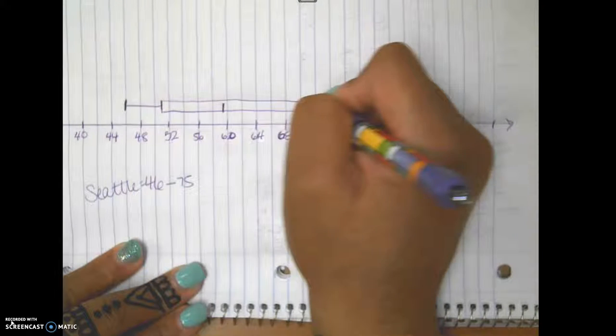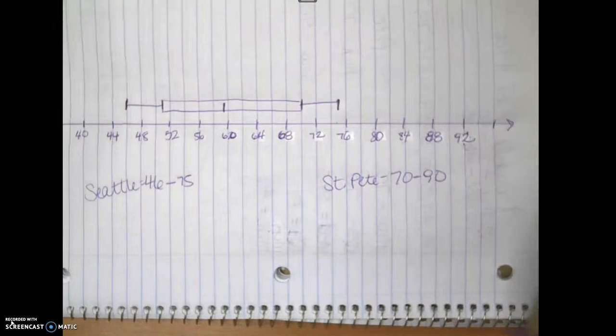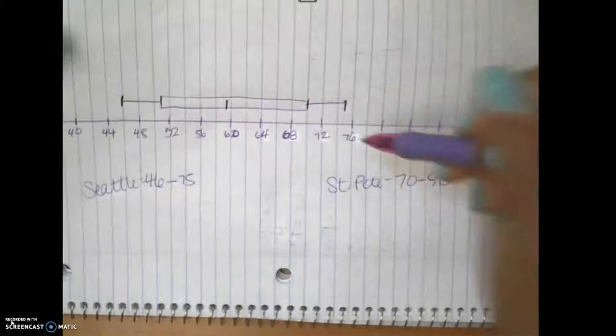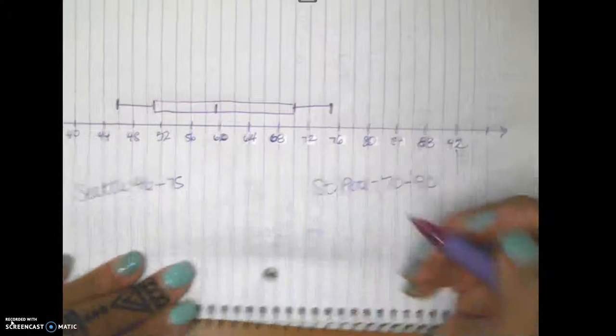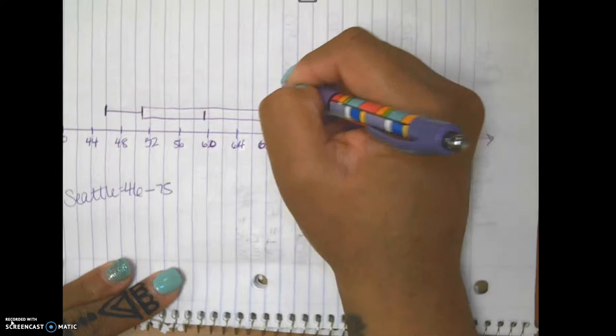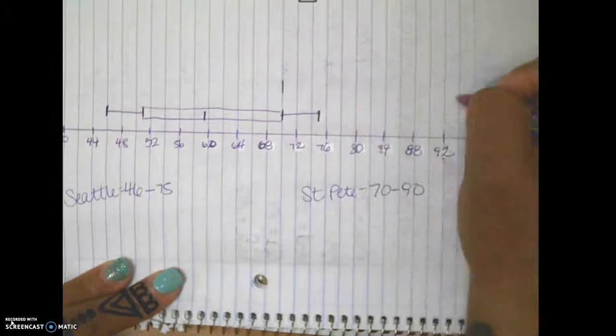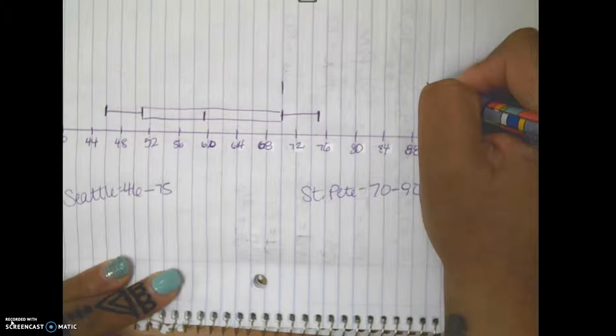Connect your whiskers. Then for your St. Pete, or for my St. Pete data, I've got my minimum is 70, my maximum is 90. So I'm going to come up a little higher. This is 70. And then down here to 90.